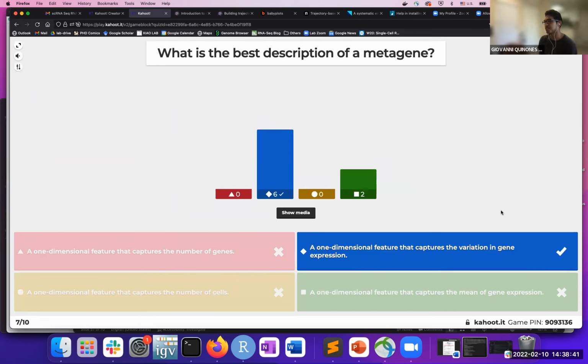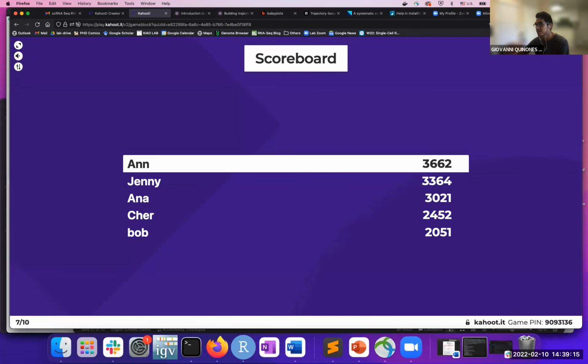It is a one-dimensional feature that captures the variation in gene expression. So one way that you can think of it is that instead of looking at the value of 1,000 genes, you can look at the value of one metagene that captures those 1,000 values. And we went over a little bit of the details of what it means to capture all those values. But yeah, that's the idea. And I'm glad most people remember. Great. Let's move on.